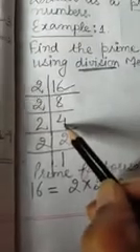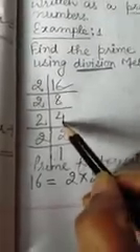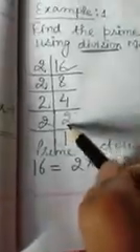Now next, 4 is to be divided. 4 is to be divided by which prime number? The first prime number, that is 2. 4 is to be divided by 2. When we divide 4 by 2, what quotient do we get? You can see here, when 4 is divided by 2, we got 2. So here we will write 2.